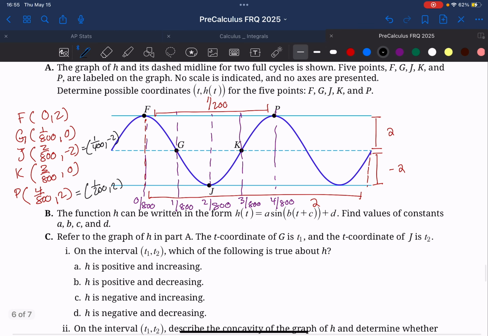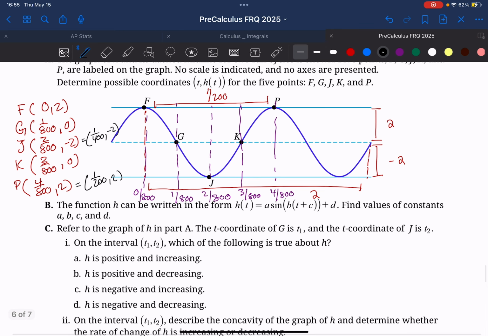Okay, let's see. Part B says the function h can be written in the form h of t equals a sine of b of t plus c, plus d. Find the values of constants a, b, c, and d.